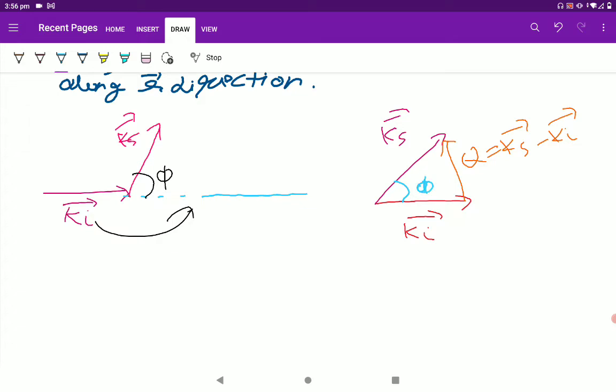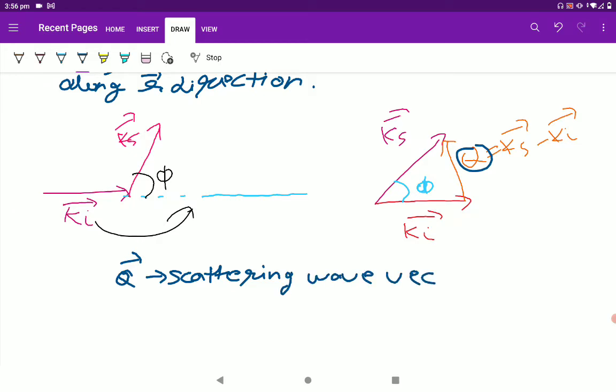So this q vector is known as the scattering wave vector. q is a very important quantity in diffraction. Basically it is the exchanged wave vector of the crystal. That is, it is the difference between the input wave vector and the output wave vector.